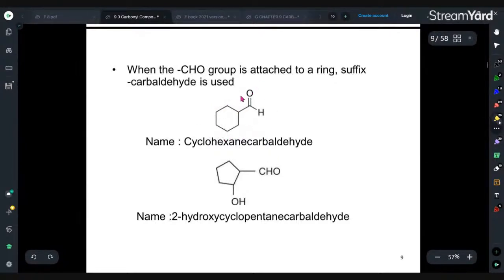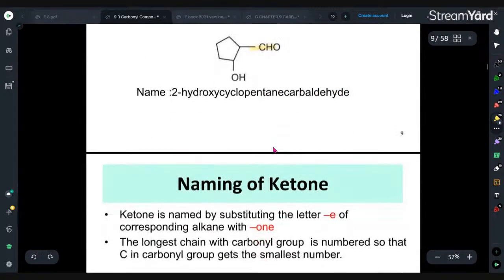It means the C double bond OH is attached to the cyclic compound, so we call it carbaldehyde. This one can also be carbaldehyde, with the substituent at position number 2: 2-hydroxyl cyclopentane carbaldehyde. So this is quite special for you. So let's check the tutorial question.